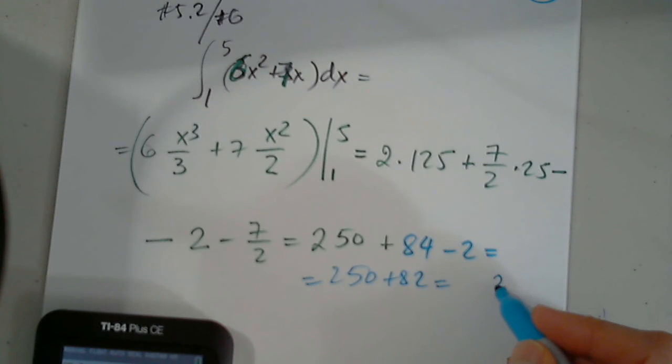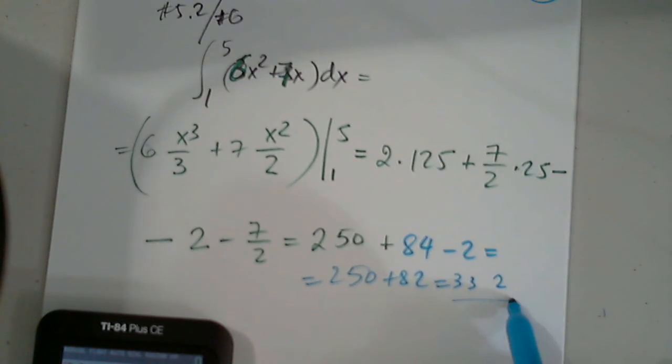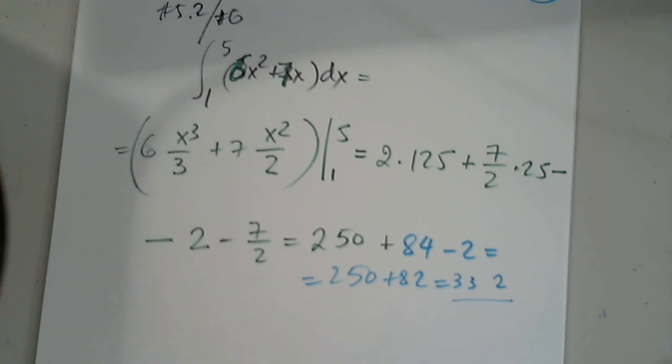So what do I get? Did you get 332? Oh, I got a whole bunch of eraser marks on my paper. So what was your number? I didn't finish this problem. Oh, okay. Just double check. I got 332.